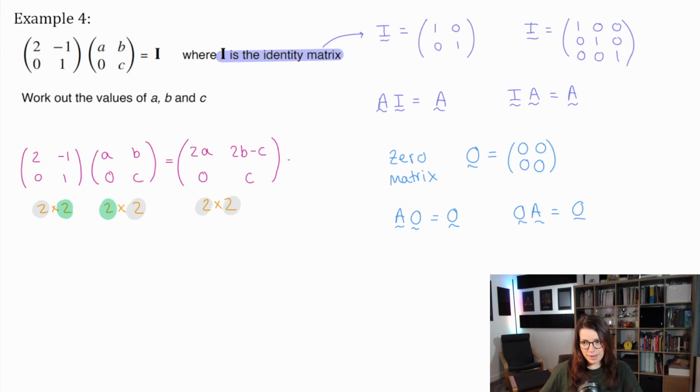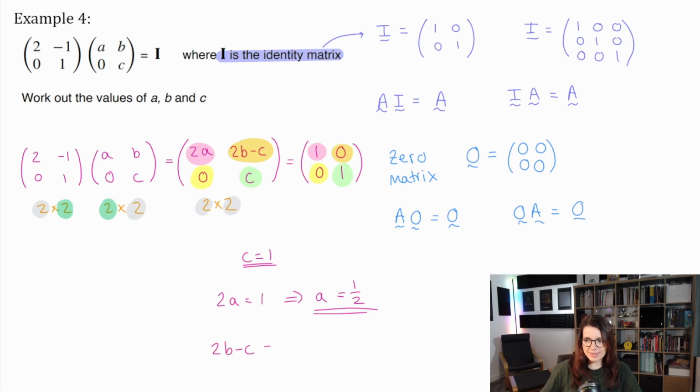In this question, apparently that answer is equal to the identity matrix, and in this case that will be the 2 by 2 identity matrix, so here. And our job is to work out the values of A, B, and C. From here, this is just a matching exercise really, so you can see that the zeros here and here already match, which is great. And then from here, C must be equal to 1. 2A must be 1, therefore A is a half. And then finally, 2B minus C is 0. Since we know that C is 1, that means 2B minus 1 is 0, therefore B is also a half.